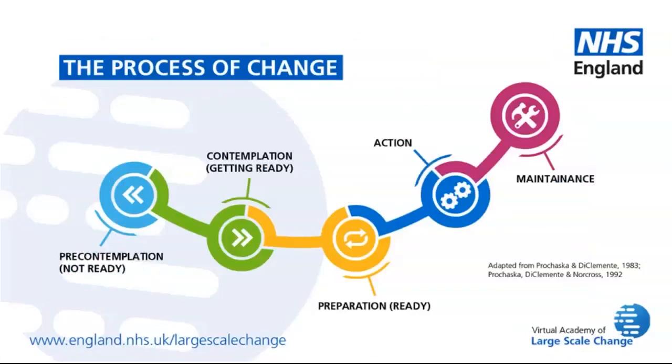So, the process of change, adapted from Prochaska and DiClemente and Norcross, has 5 different sections to it. So you've got pre-contemplation, contemplation, preparation, action, and maintenance. So at any time in your change, an individual could be experiencing any of these stages, and not everybody will be in the same place. So understanding where you or your colleagues are and your key stakeholders can be really, really helpful to get them engaged with your positive change.